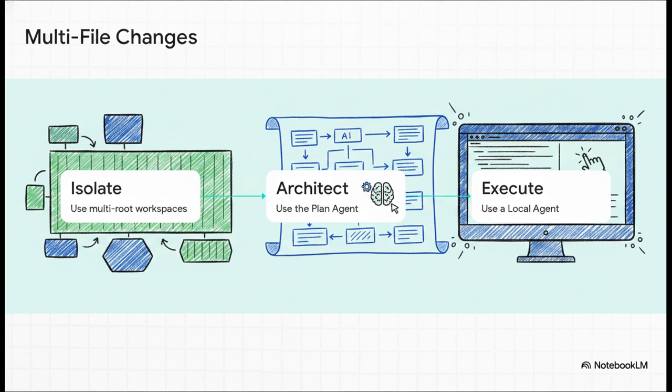Step 1, isolate your work. Use multi-root workspaces to give the AI really clear, hard boundaries. Step 2, architect your solution using the plan agent. This is absolutely crucial because it separates the planning from the implementation, meaning the AI doesn't burn through your credits trying to solve the wrong problem. And finally, step 3, execute that perfectly refined plan using a local agent directly inside your editor.